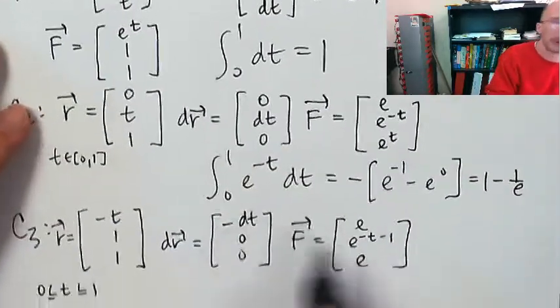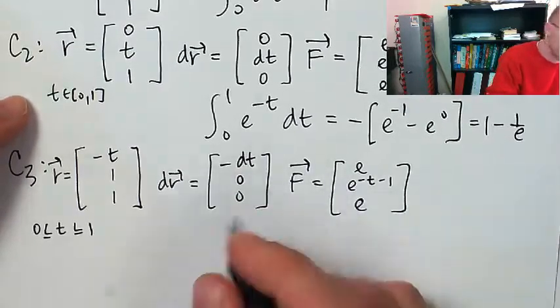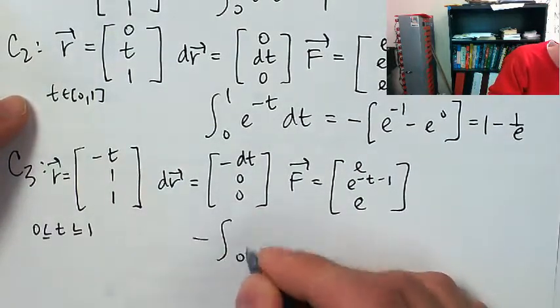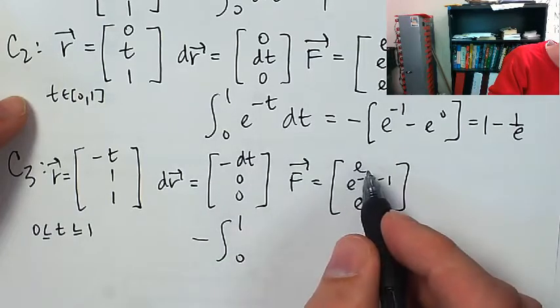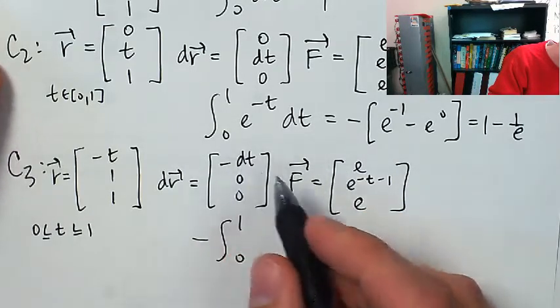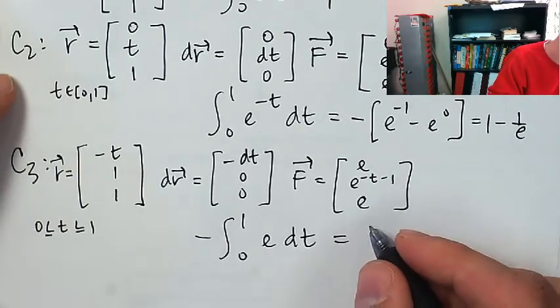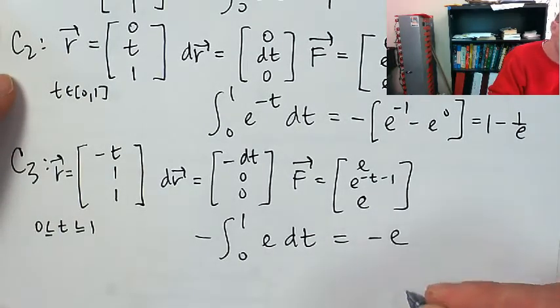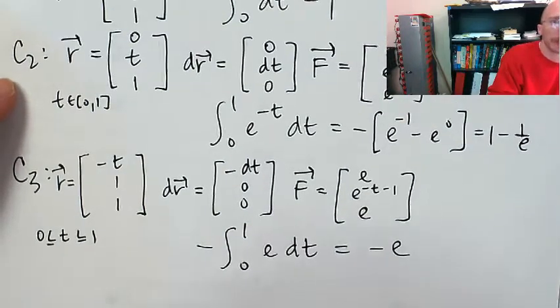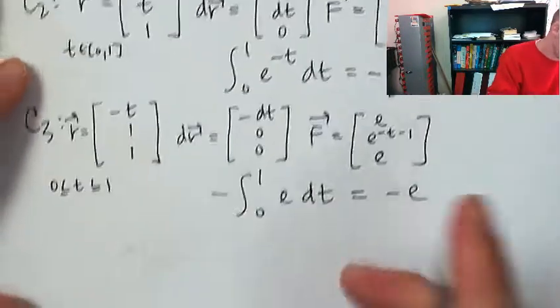So the integral of f dotted with dr is going to be the negative integral from 0 to 1 of e dt, which is going to be negative e. Yeah, that's interesting. Whatever.